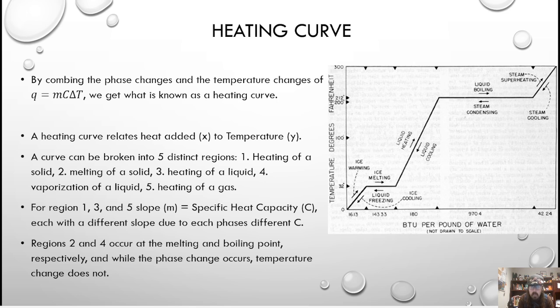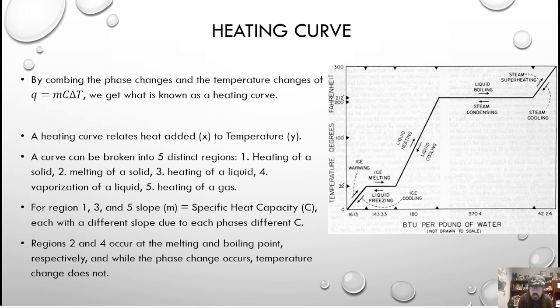We have first the heating of a solid, with its own distinct specific heat capacity, C. We have the melting of that solid, which is our enthalpy of fusion. We have the heating of the liquid with its own distinct specific heat capacity. This is usually one of the larger portions. Then the vaporization of the liquid and the heating of the gas with its own specific heat capacity. So you'll note that in regions 1, 3, and 5, it's just a simple Q equals mcΔT. They all have their own distinct C.